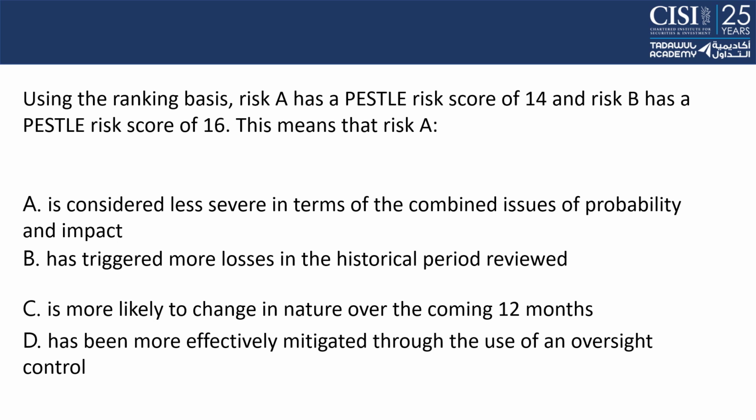Okay. So what is a risk score? A risk score is, again, likelihood times impact. So if risk A has a risk score of 14, that means it is considered less severe in terms of probability and impact.